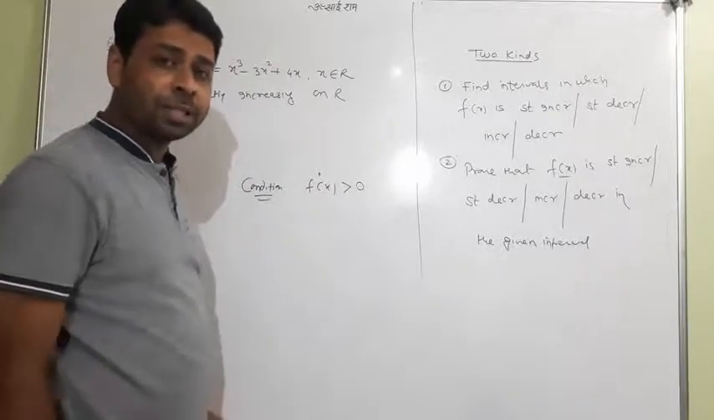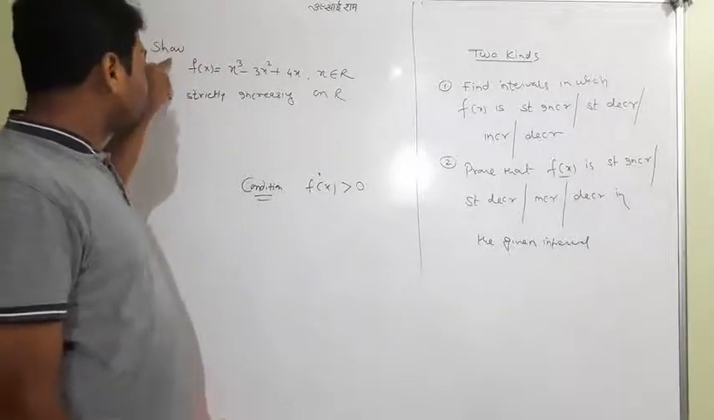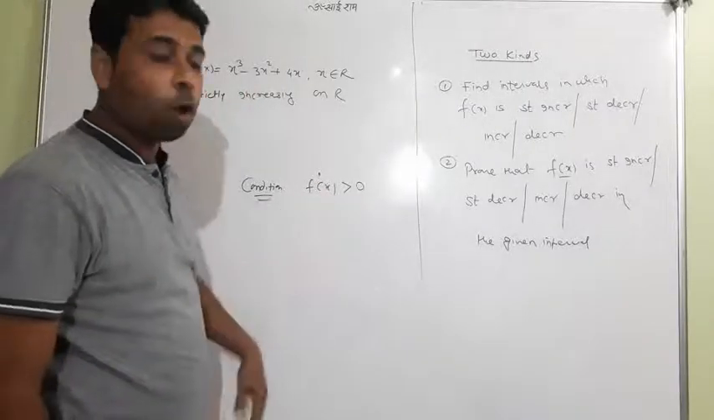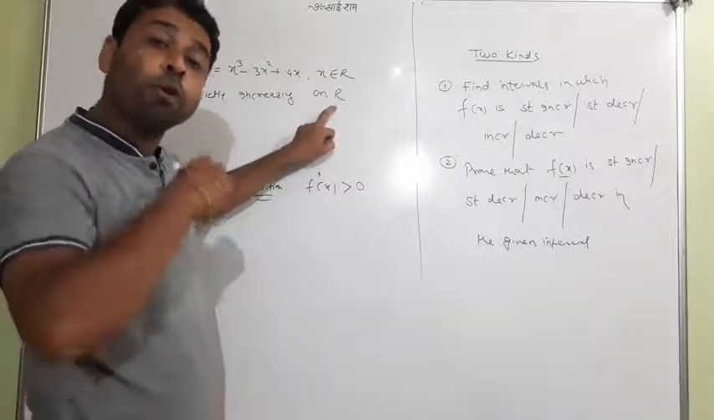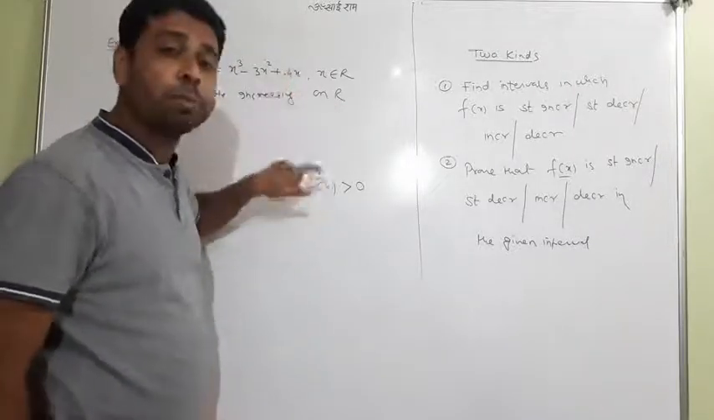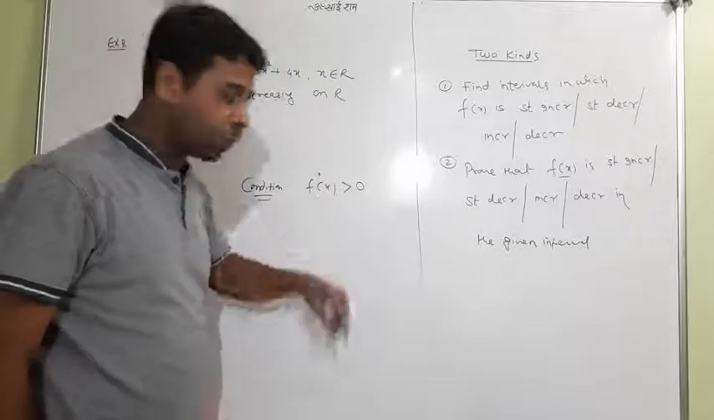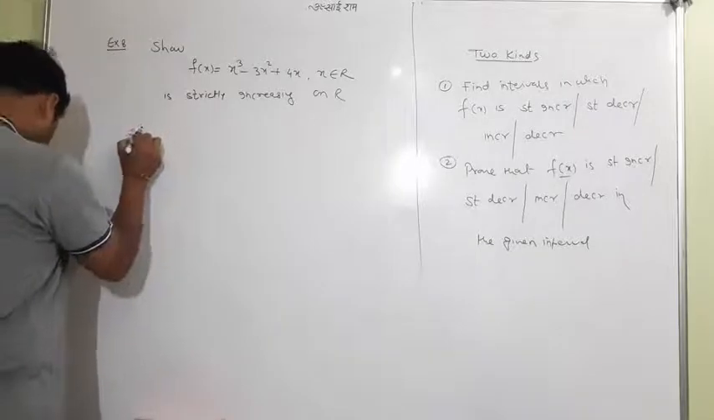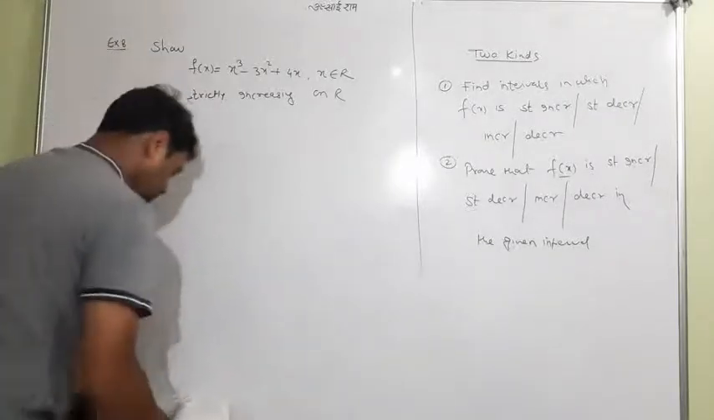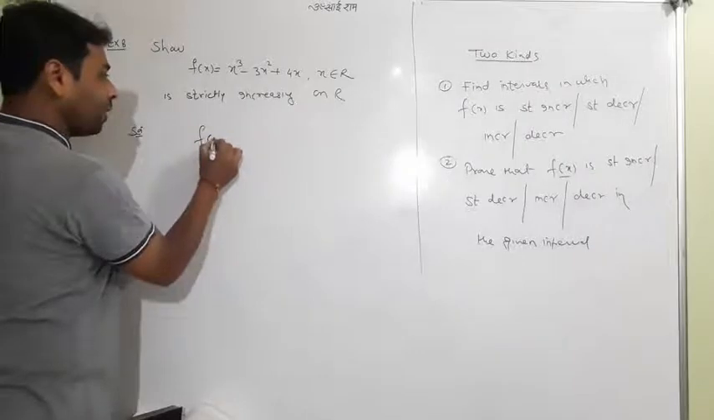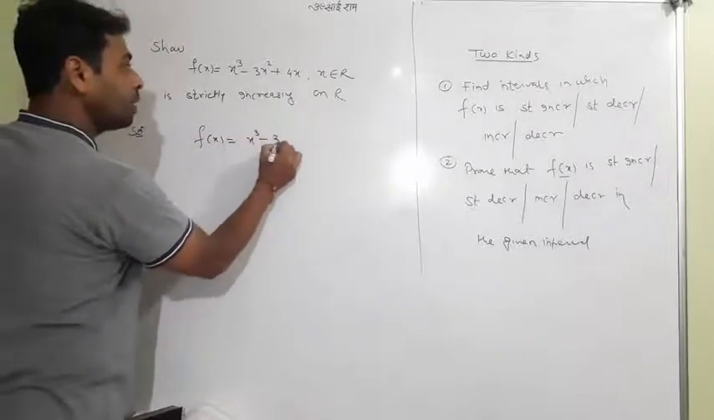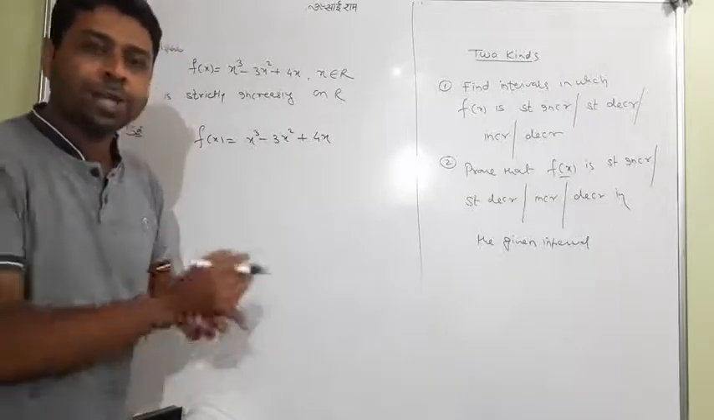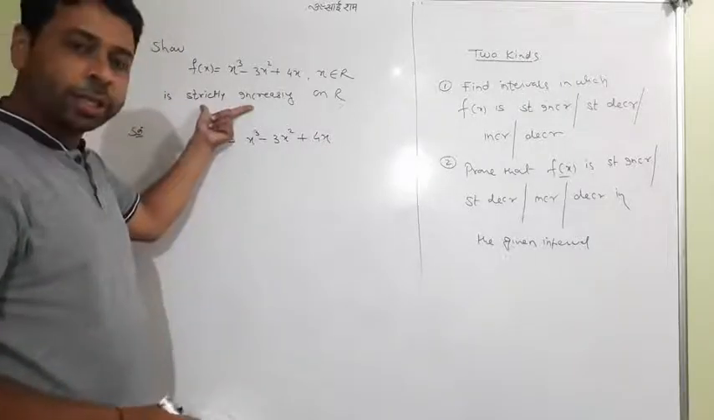Again I repeat my sentence. When you want to show a function is strictly increasing, we have to show f dash x greater than 0 on the set of real numbers, meaning for all real numbers f dash x must be greater than 0. So how is f dash x greater than 0? I will tell you. Solution. We have f of x equal to x cube minus 3x square plus 4x. And we know what to show: f dash x greater than 0, because we want to show strictly increasing.